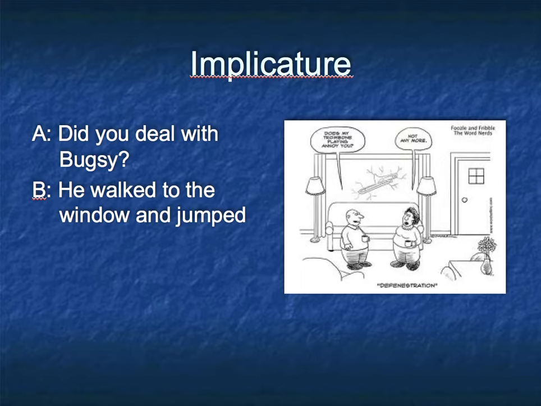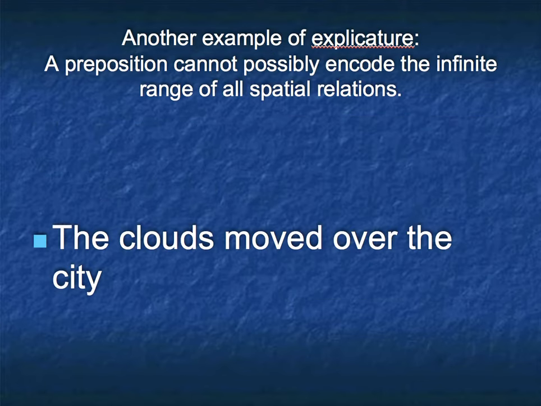Okay, so what's the inference there? What's the implicature? Well, I would presume that the implicature is that, yeah, he's dead. They threw him out of the window. Yeah, he was defenestrated.